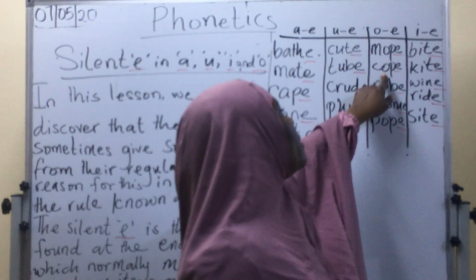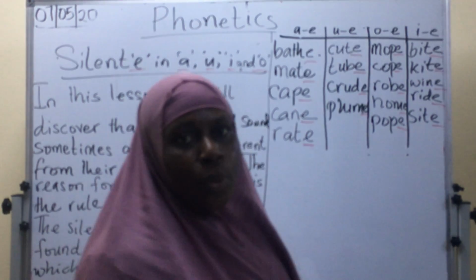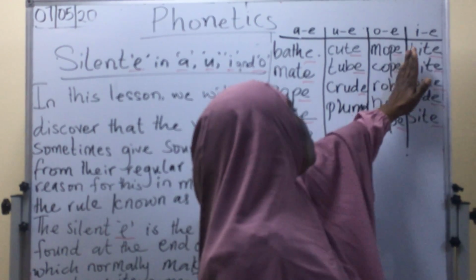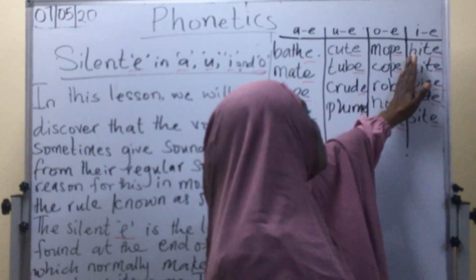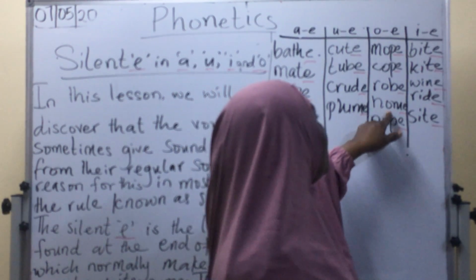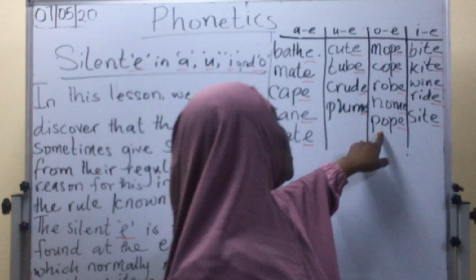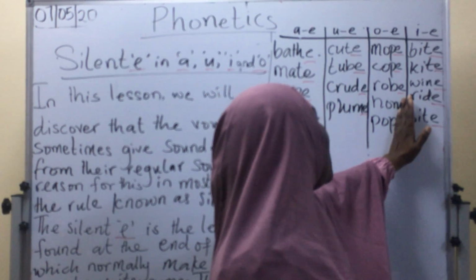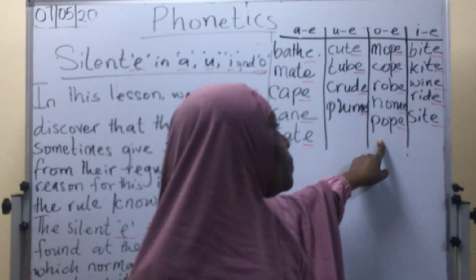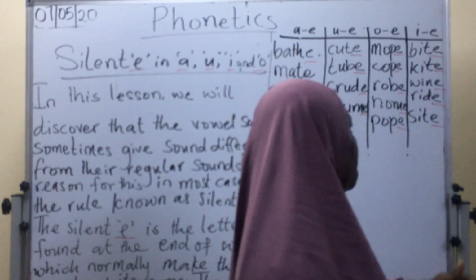We have the next one. Without the E, we have cop. But with the E, it gives us cope. The O sound, take note of that. We have here, without the E, rod. But with the E, we have rode. And this one, without the E, is hop. With the E, it gives us hope. And the last one, we have pop without the E. When we add the E, we have the word pope.